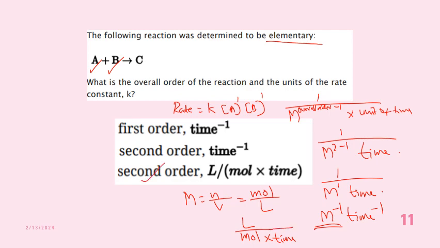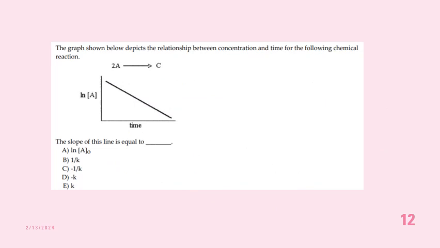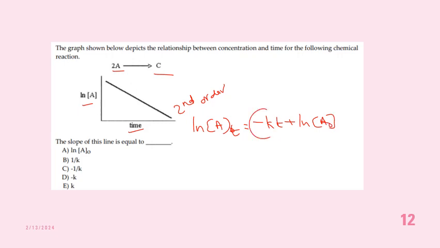All right. Next question. The graph shown below depicts the relationship between concentration and time for the following chemical reaction. So 2A gives C, and the graph is log, so this is first order. So it is asking the slope of the line. We know log concentration of A at time t equals negative Kt plus log concentration A0. So this is our slope, so I will pick that. Okay.